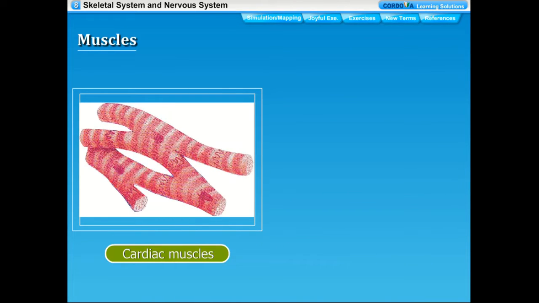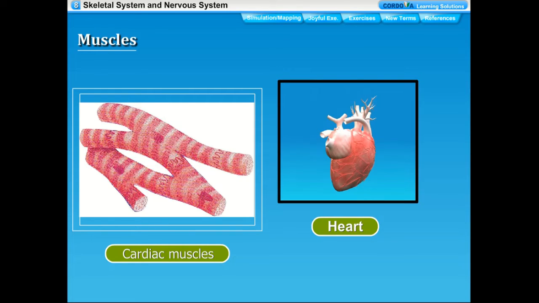Cardiac muscles. These muscles are a type of involuntary muscles found in the walls of heart. They are also not under our control. They make our heart to beat. Unlike other types of muscles, the cardiac muscles work throughout our life and never get tired.